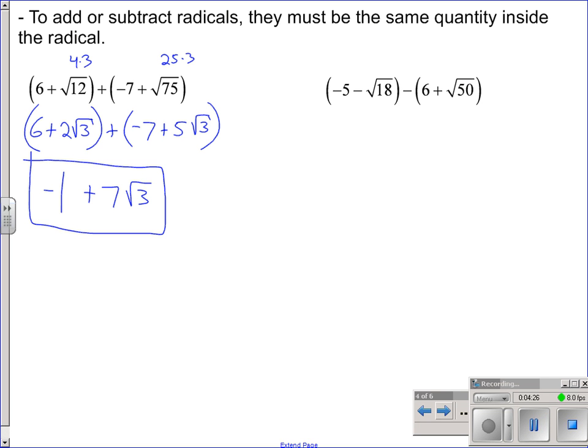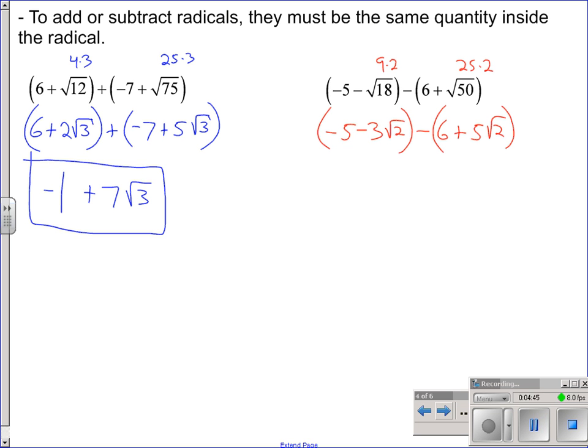So this next example, same thing. Let's simplify those square root of 18 and square root of 50. That's 9 times 2. This is 25 times 2. So we're looking at negative 5 minus 3 root 2 minus 6 plus 5 root 2.